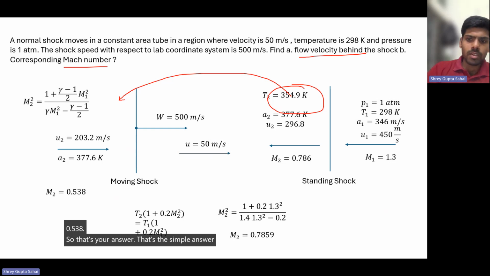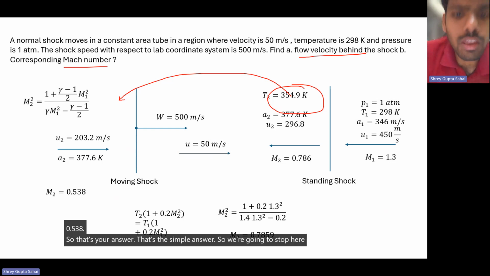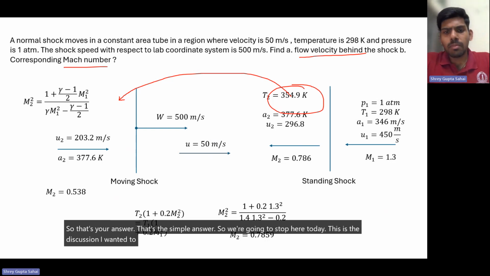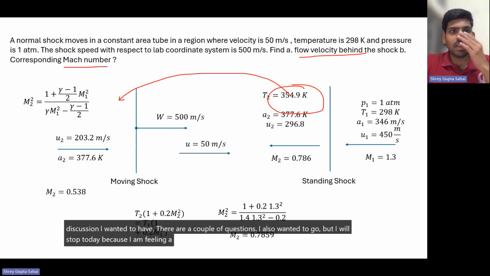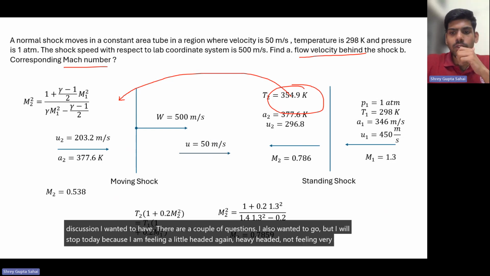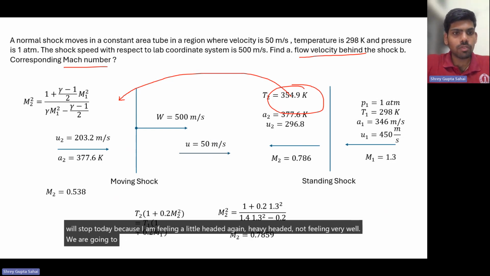So we're going to stop here today. This is the discussion I wanted to have. There are a couple of questions I also wanted to do, but I will stop today because I'm feeling a little heavy-headed, not feeling very well. We're going to continue whatever is left of this. There is one more question I wanted to do on this in the next lecture. Okay, so I'll see you next time.